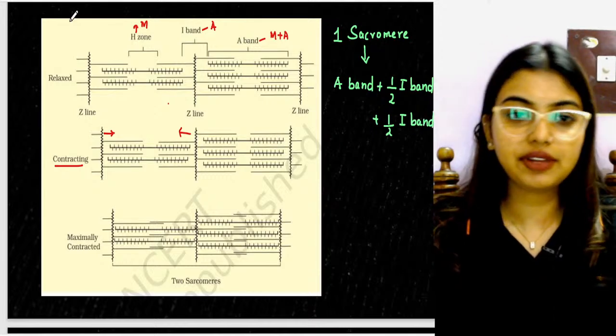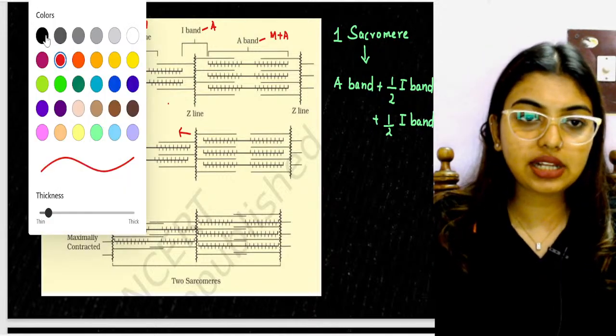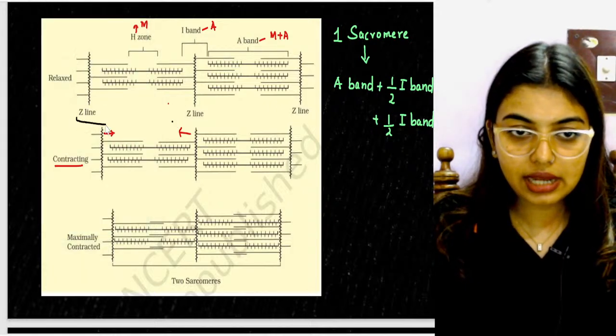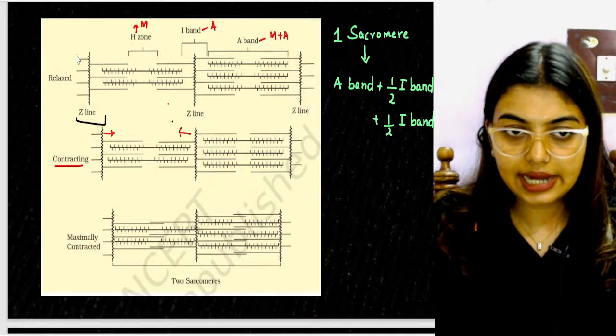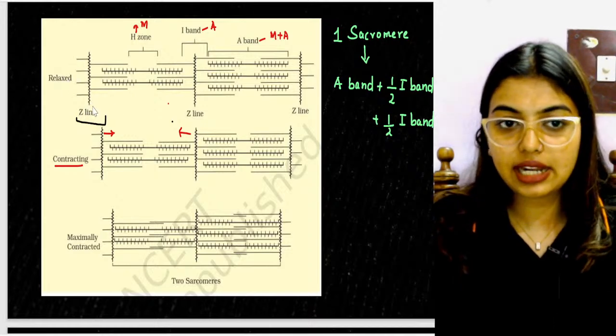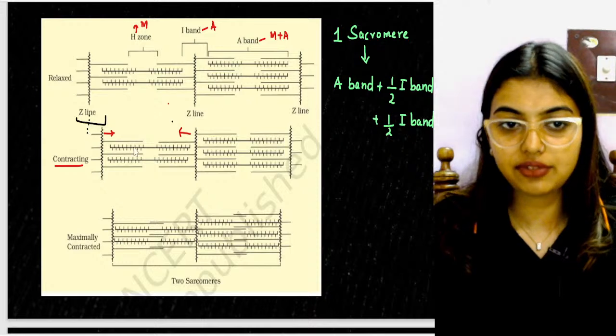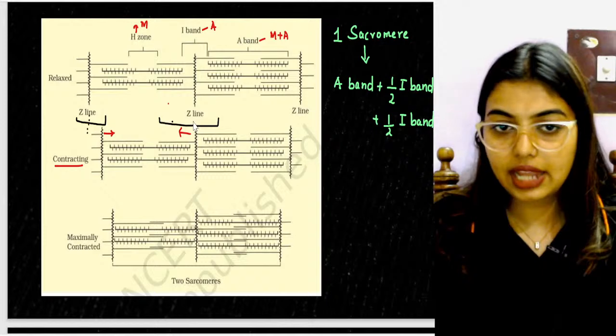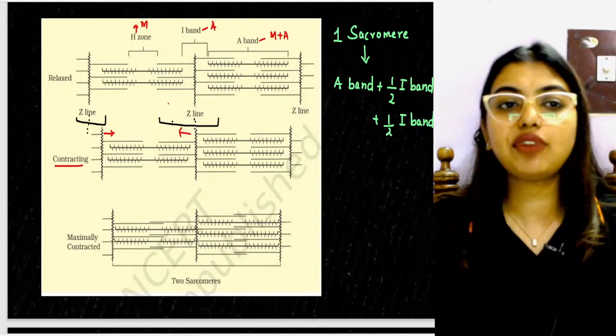Why am I saying half and half? Because of a symbol funda. See students, the Z line is there, so this is going to be the I band. This side I cannot take. I can only take from this Z line to this Z line, so that is going to make it half. Same thing goes here. The I band is going to be from here till here. I cannot take the full; I have to take half. So half I band, half I band.